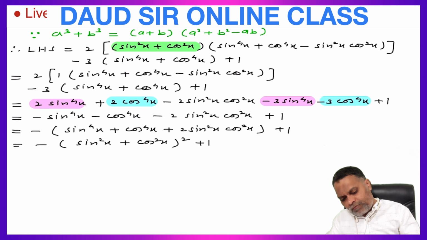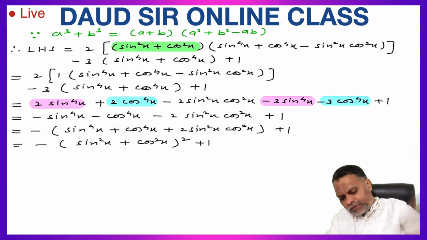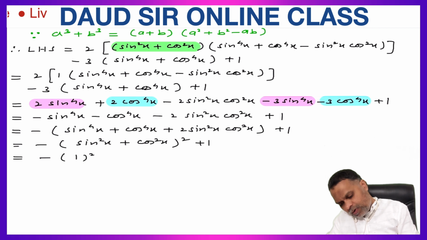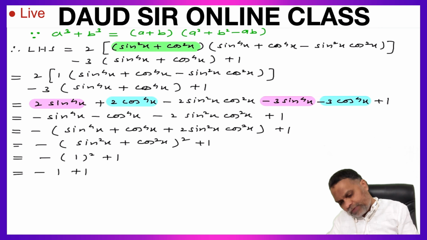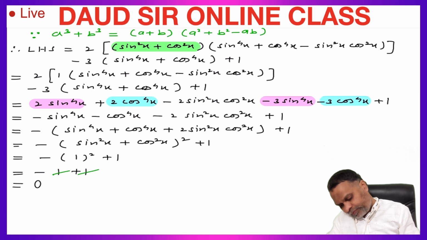This plus 1. And this bracket sine square x plus cos square x is equal to 1 whole square plus 1. This minus 1 square 1 plus 1. Negative 1 positive 1 gets cancelled. So finally we have got 0, which is equal to right hand side.